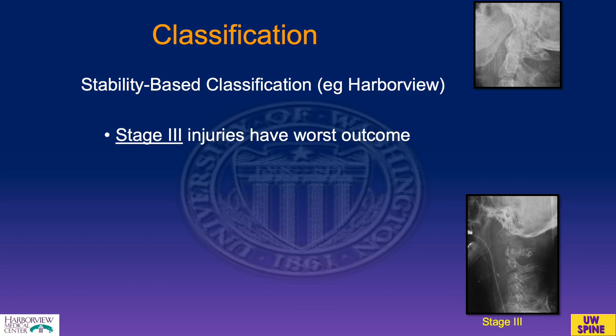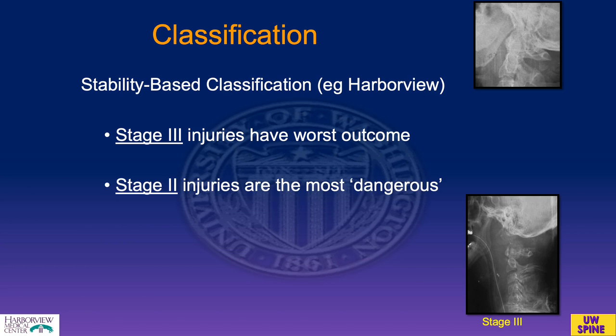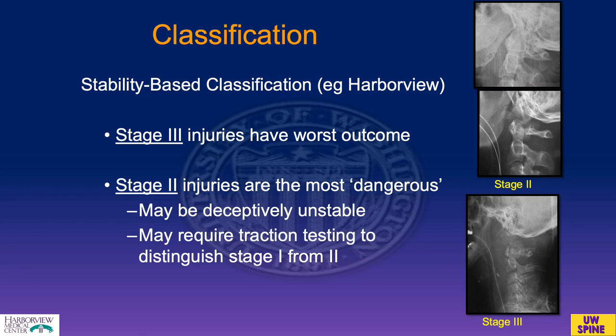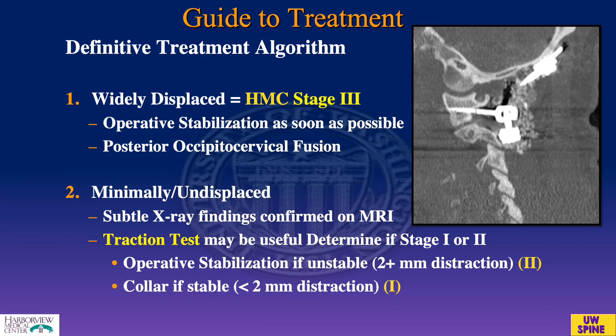Now, as you can imagine, stage 3, with significant distraction, they have the worst outcomes because the spinal cord is under tension. Stage 2 injuries, however, tend to be the more dangerous ones because they can be subtle and frequently can be missed, and this can then lead to neurological deterioration. Again, this is where traction testing can be done, and we'll discuss this in more detail. And really, I think we've come a long way in being able to use this traction testing to really distinguish stage 1 from a true stage 2.